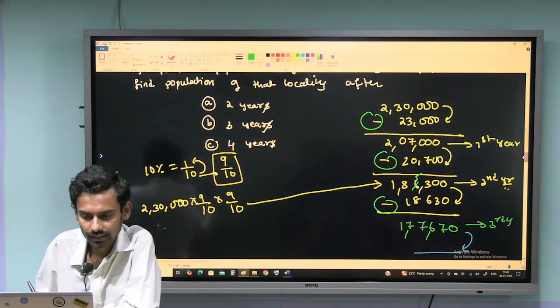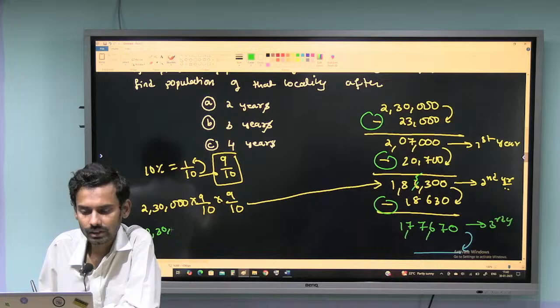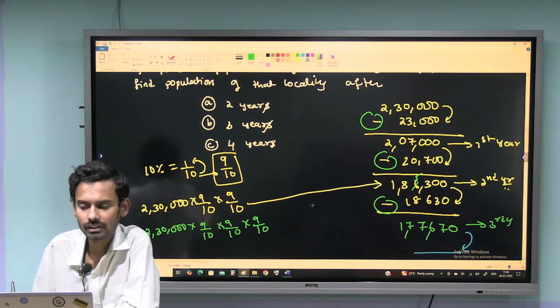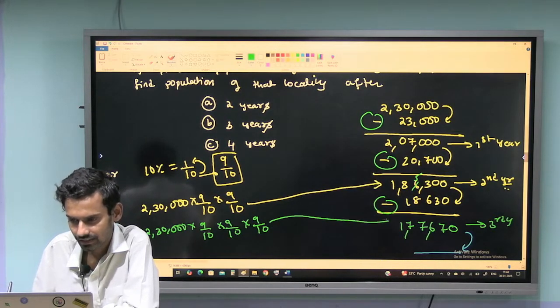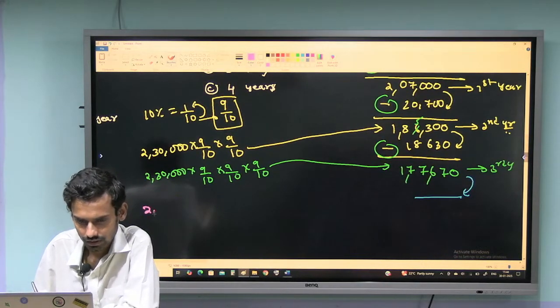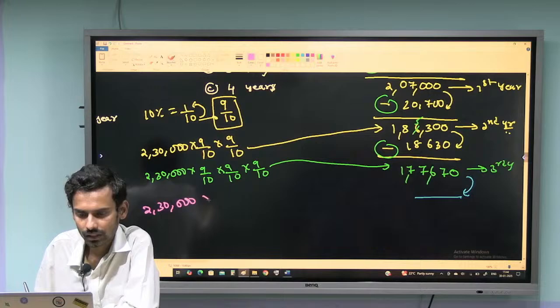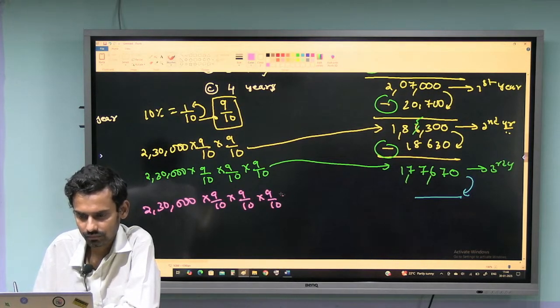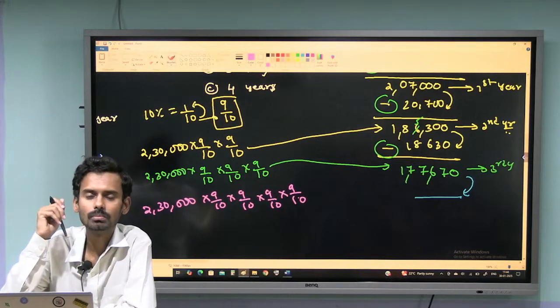For 3 years it is 2,30,000 into 9 by 10 into 9 by 10 into 9 by 10. For 3 years you need to multiply it for 3 times. You will be getting the same answer. And for 4 years you need to multiply it for 4 times. That is 2,30,000 into 9 by 10 into 9 by 10 into 9 by 10 into 9 by 10. Finally you will be getting the answer.